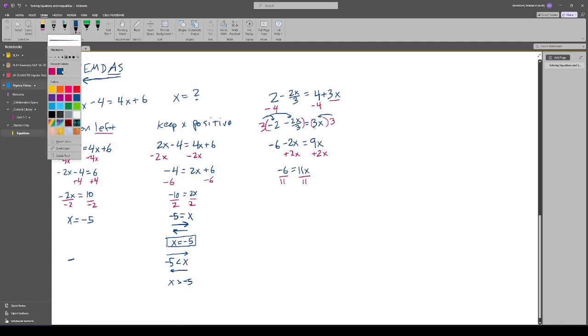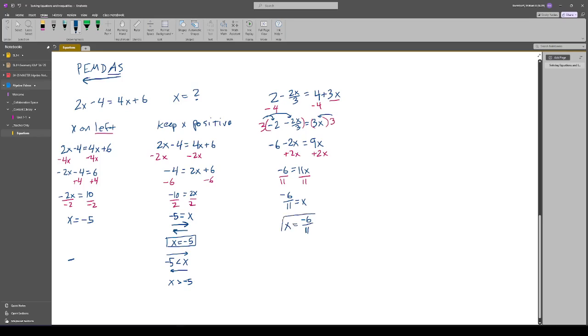And I end up with an answer that may make us, well, let me write it the right way around. So I get -6 over 11 equals x, which I'll write my final answer as x equals -6 over 11. That answer may make you a little uncomfortable, but it is a totally valid answer, and it's part of why it's so important that we know how to properly solve equations.